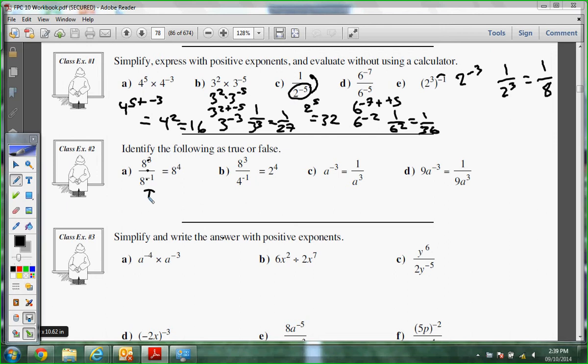What do you have to do in order to add or subtract exponents? What has to be the same? Same base. Are these the same base? No, so we can't do anything, so this is false. Okay, good.